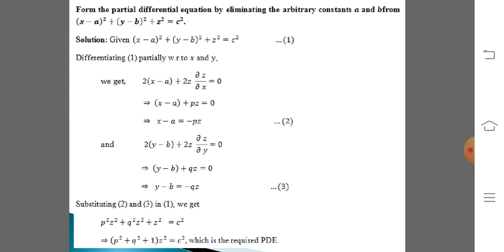You substitute these two values, x minus a equal to minus p z and y minus b equal to minus q z, in the given equation. We get (minus p z) whole square plus (minus q z) whole square plus z square equal to c square. This implies (p square plus q square plus 1) z square equal to c square, which is the required partial differential equation.